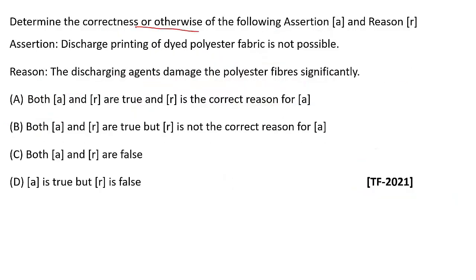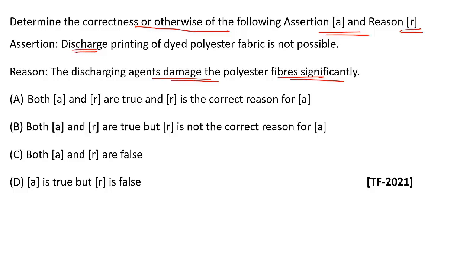Determine the correctness or otherwise of the following assertion and reason. The assertion says that the discharge printing of dyed polyester fabric is not possible, and the discharging agent damages the polyester fiber significantly. You have to answer whether the assertion and reason both are true, or if any one is true, or both are false.